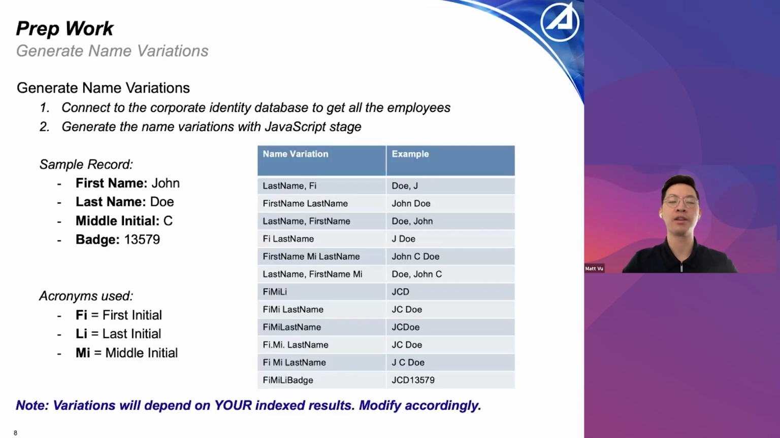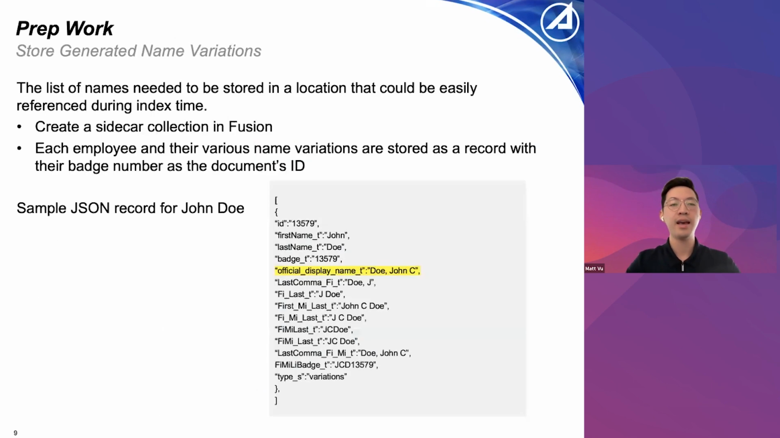Once we identify all the name variations, what we want to do is index our corporate identity database, and we create all those name variations for all the employees at Aerospace. So examples that you can see for John Doe, this is all the name variations that can exist for that particular employee. Once we have all the name variations created, we then want to store that into a separate Solr collection. Each employee will be stored as their own document.